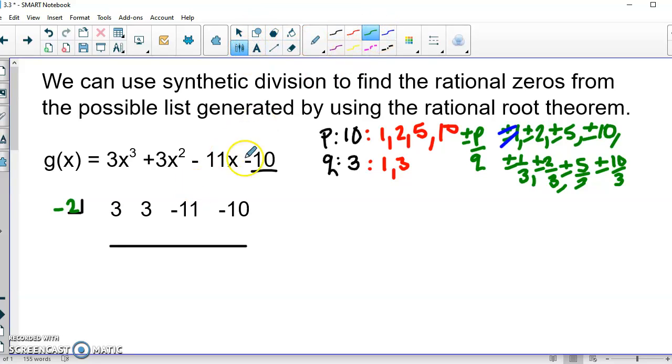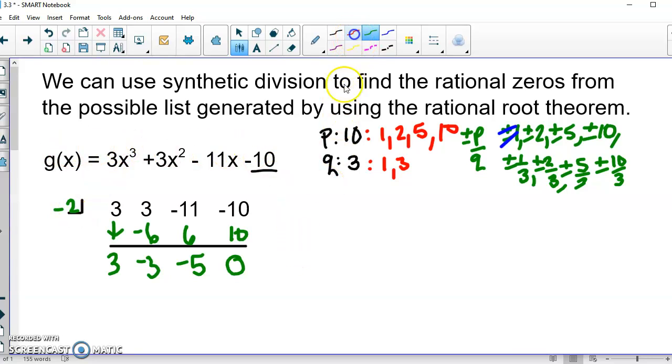So looking at negative 2, bring down that 3. 3 times negative 2 is negative 6. Add. Multiply. Negative 3 times negative 2 is 6. Add. Multiply. Negative 2 times negative 5 is 10. Add. Now we have a remainder of 0. So what does that tell us? It tells us negative 2 is a zero, or a root, of this.